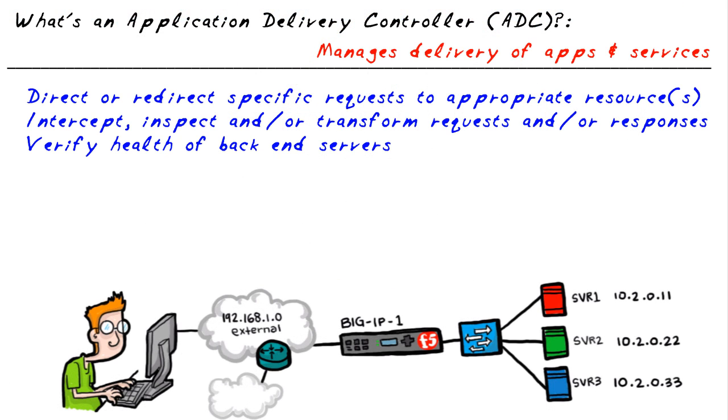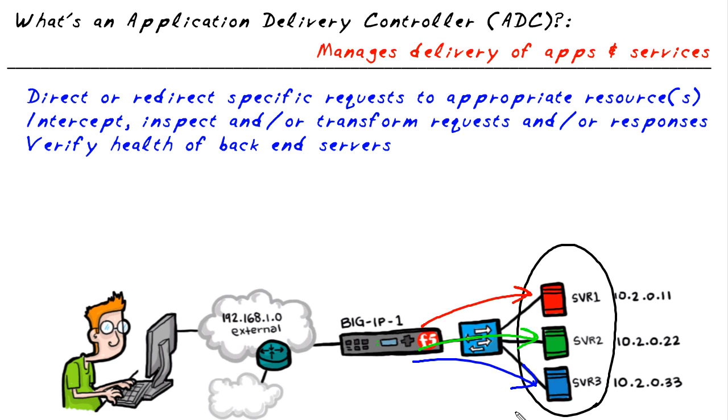Now, one of the benefits of an application delivery controller is that if we have lots of requests coming in and we have multiple servers on the back end that all have, for example, the same web content, as requests come in, the application delivery controller could say, you know what, I'm going to go ahead and send the first request to server 1. And then the next request, it could go to server 2. And the third request could go to server 3 in kind of a round-robin fashion.